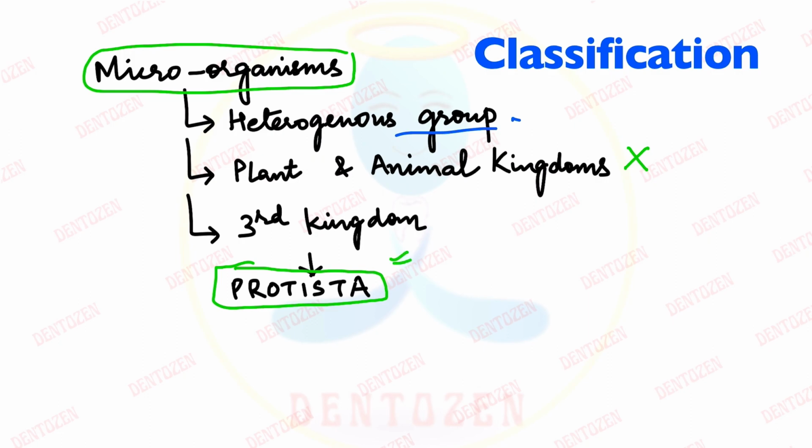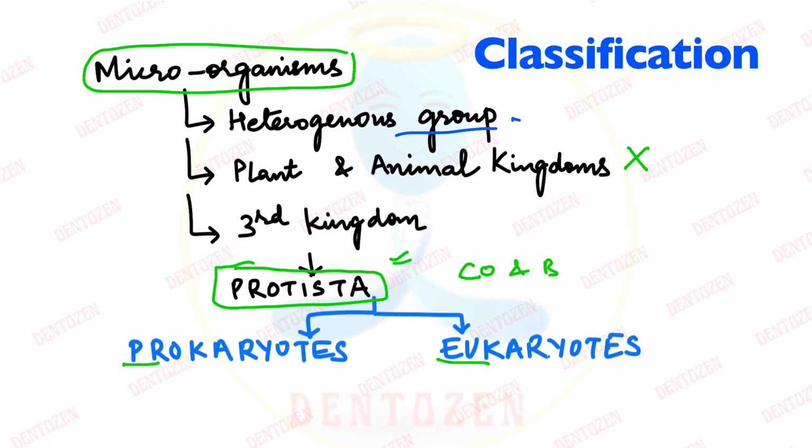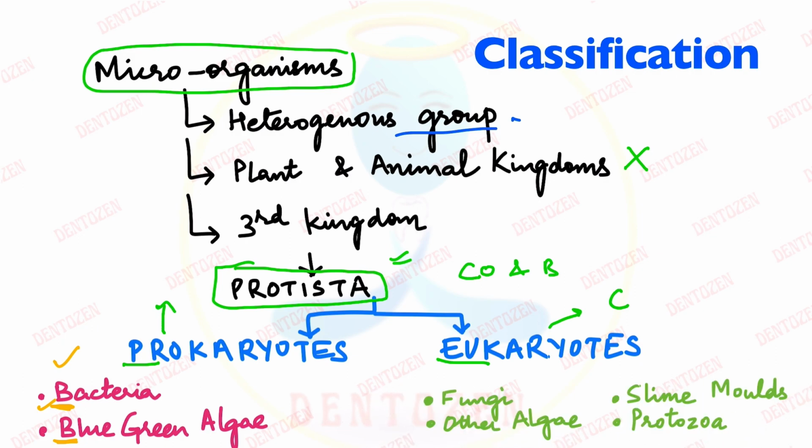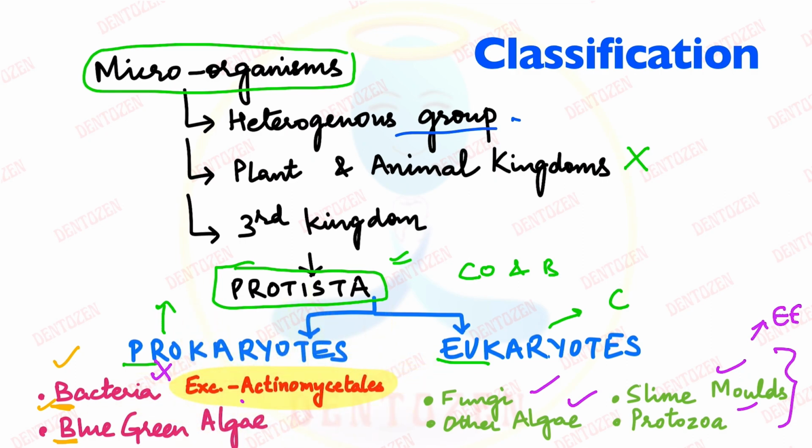Now, Protista can further be of two types based on the cellular organization and biochemistry. They can be prokaryotes or eukaryotes. Prokaryotes are simple organisms, eukaryotes are complex organisms. Examples of prokaryotes can be bacteria and blue-green algae, both starting with B, and for eukaryotes it can be fungi, other algae, slime molds, and protozoa. These examples can be important for your entrance exam questions. Now, bacteria lack chlorophyll and they do not show true branching, but there are exceptions, and the exception is actinomycetales.